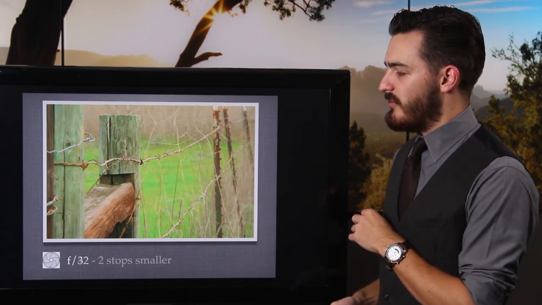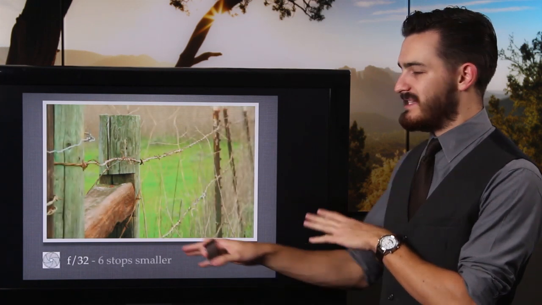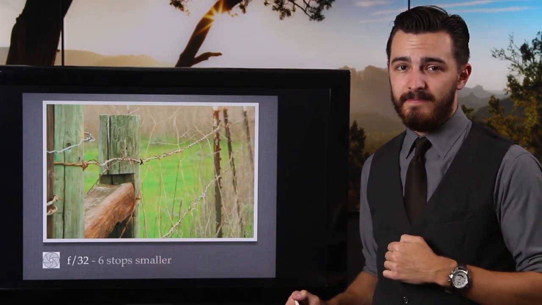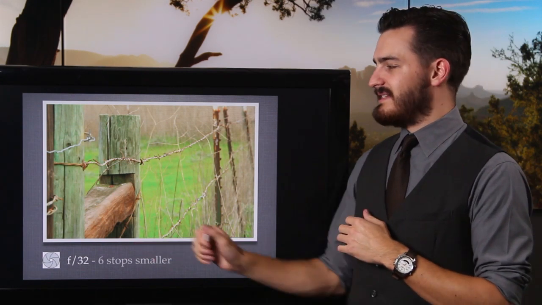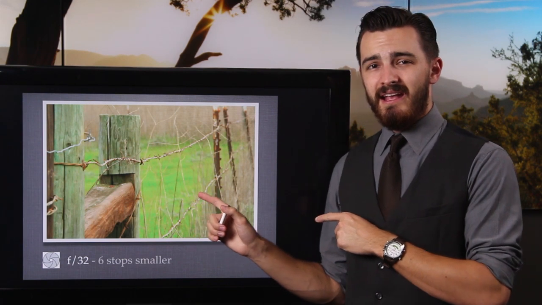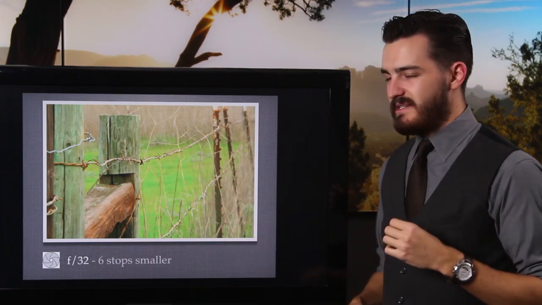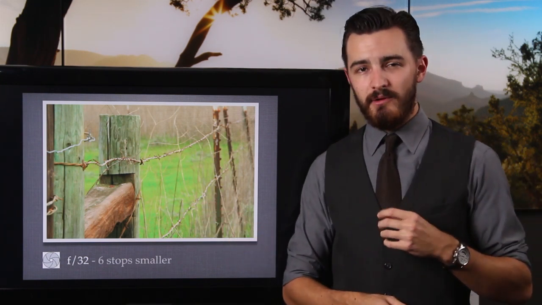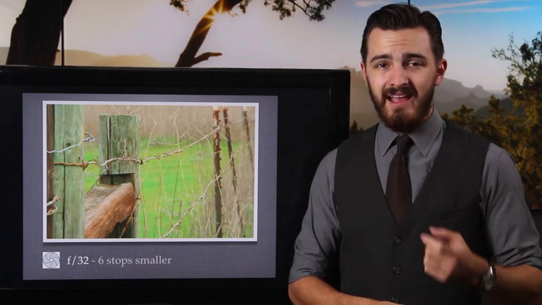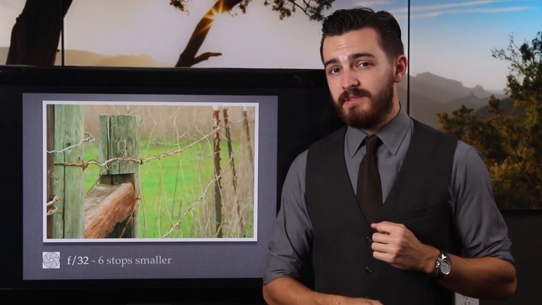So the total jump from f4 to f32 was 6 stops smaller, which is 6 stops less light. Now it's 6 stops less light, and yet the picture is not any darker. And that's because although I took away 6 stops of light with the aperture, I was able to just add 6 stops of light with a longer shutter. Now let's see how good you are with stops.